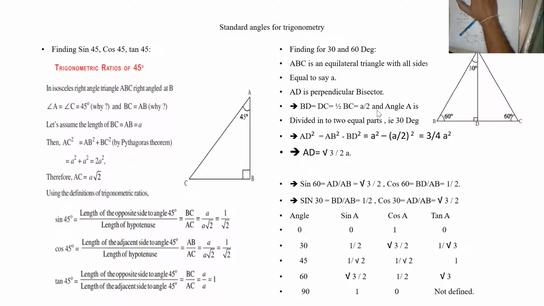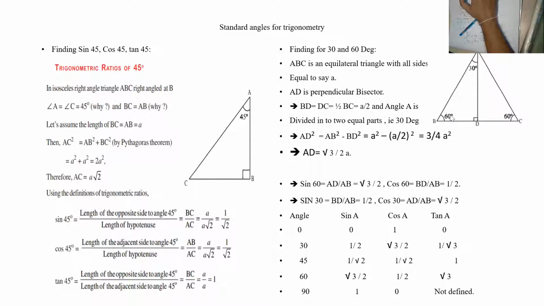So let us see the triangle. What is the BD length? BD length is A by 2. If this is A, this is A, BC is A. So BD is A by 2, CD is A by 2. Then what is the side length of AD? AB square minus BD square is equal to AD square. So A square minus A by 2 whole square, so 3 by 4 A square. So root 3 by 2 A is the vertical height of an equilateral triangle. So root 3 by 2A.